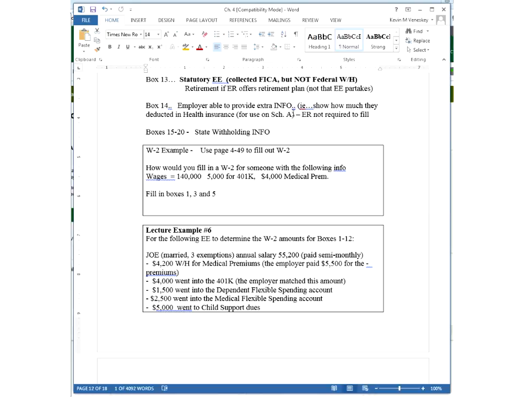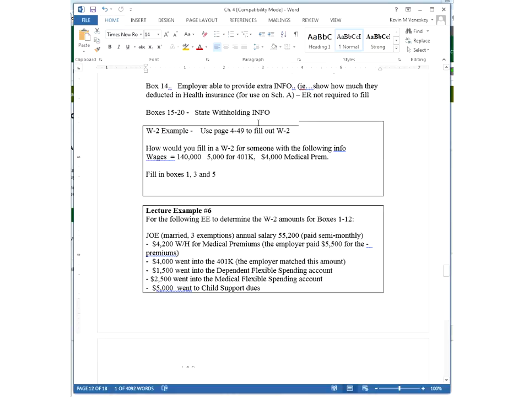Actually, I take that back. You wouldn't even do that, because if you had paid in money to your health insurance, well, that was already pre-taxed.